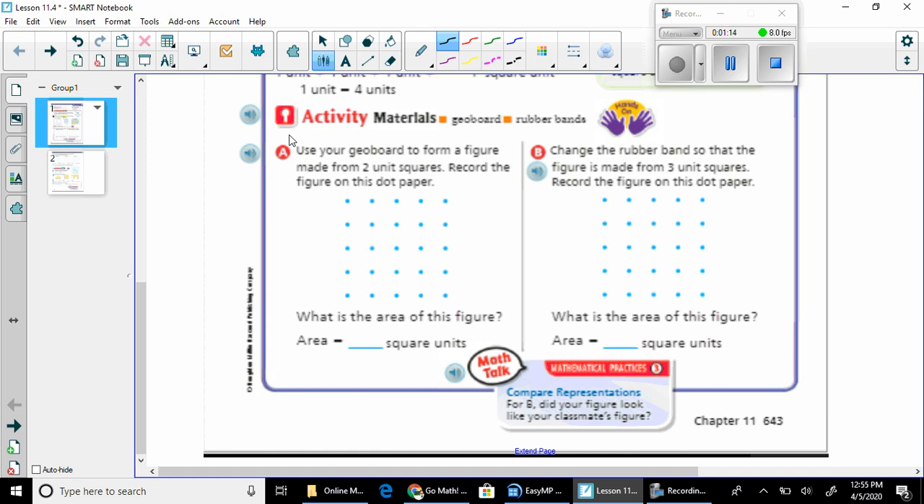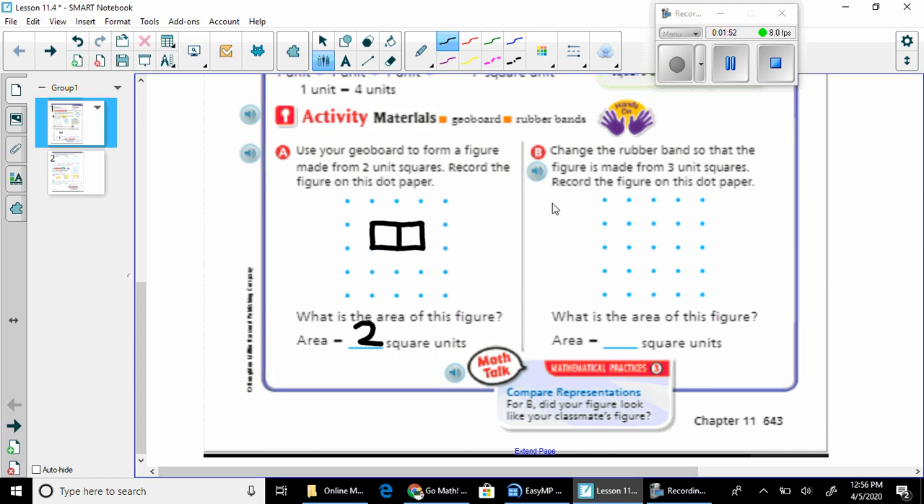All right, so I am going to go ahead and draw a figure. And inside of my figure is going to have an area of 2 unit squares. Okay? All right, so here is 1 unit square and here is 2 unit squares. So down below when a question asks what is the area of this figure, the area is 2 square units.